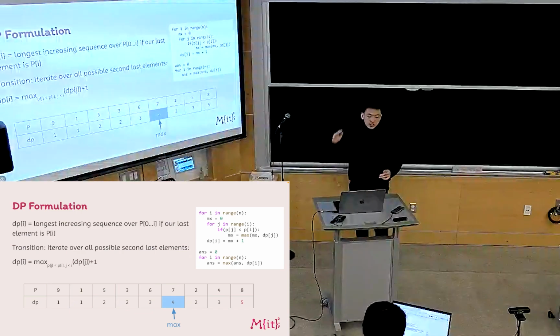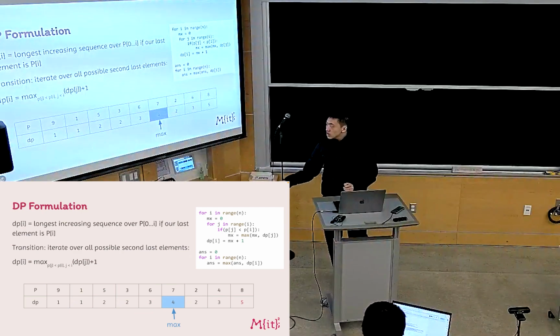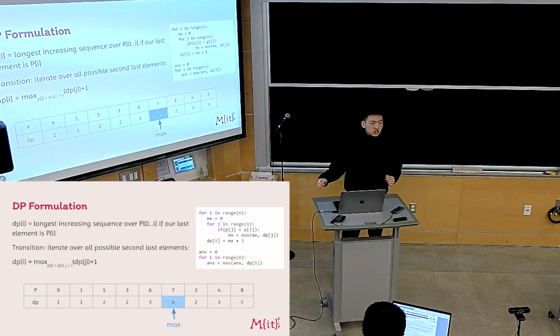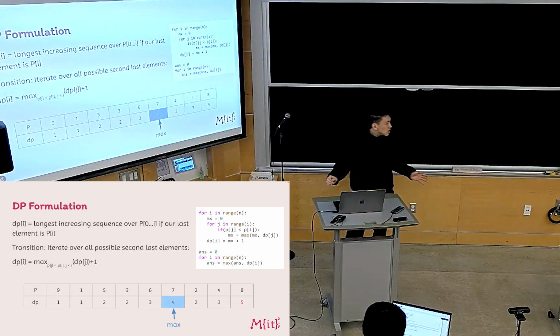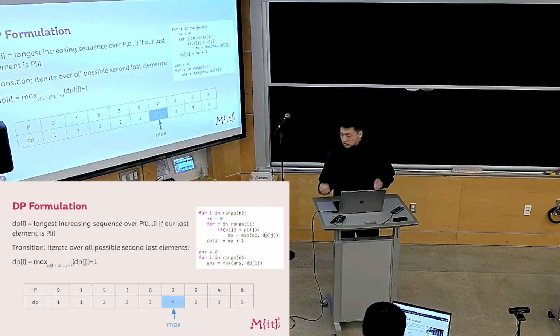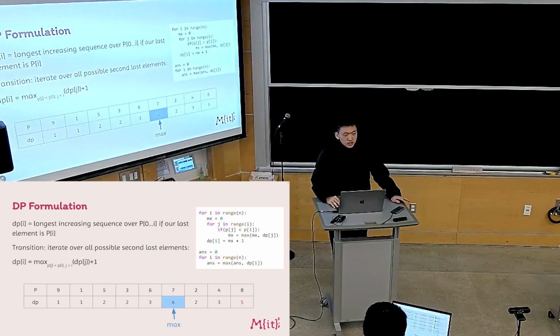Because remember, our DP forces us to take the last element, and so to get the answer, we need to max over all of the possible DP states, which in this case would be 5. So, does anyone want to know what the time complexity of this is? Or want to guess what the time complexity is?